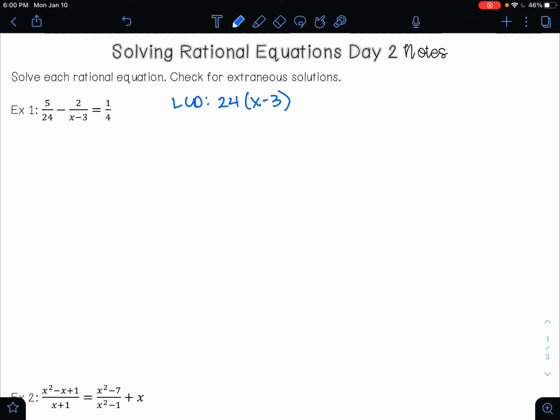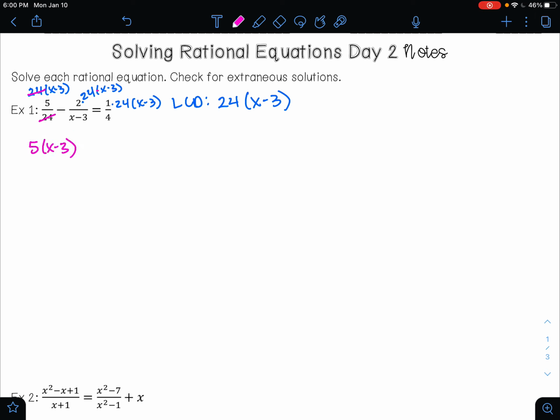From here, you're going to multiply each term by your LCD. So I'm going to multiply my first one by 24 times x minus 3, my second one by 24 times x minus 3, and my third one by 24 times x minus 3. When I do that, I can simplify. Here, 24 is going to eliminate with 24 because 24 divided by 24 is 1. And that's going to leave me with 5 times x minus 3.